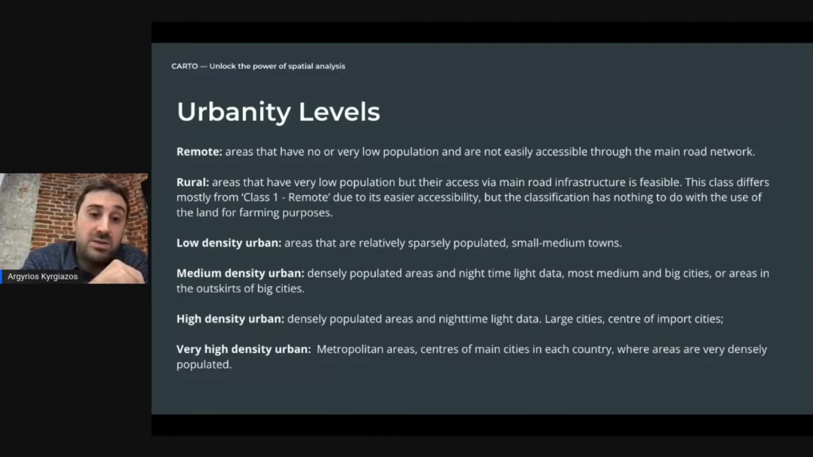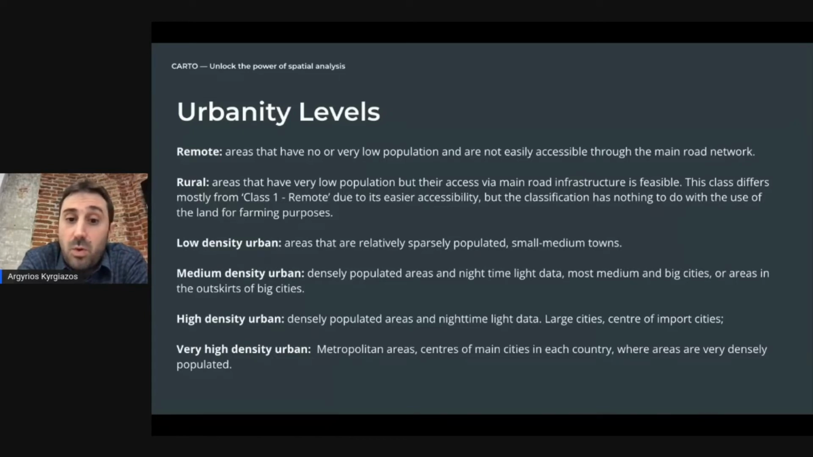So basically what differs from the remote areas is that rural areas we can access through the road network, but this has nothing to do with using the land for farming purposes. So we use the term rural, but we don't refer to farming purposes. Then the third one is low density urban areas. Here, compared with rural, we have more population, but it is more sparse. So we try to label small, medium towns or villages with this label. Then medium density urban, a bit more densely populated areas.